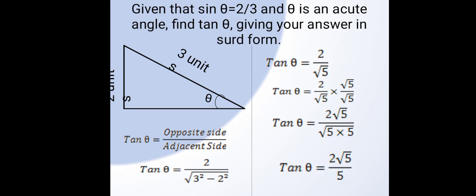Given that sine theta is 2/3 and theta is an acute angle, find tan theta, giving your answer in short form. To appreciate this question, we need to draw a right angle triangle, which I have drawn there. Now, when we have been told sine theta is 2/3, we know sine is the opposite side over the hypotenuse. Now it means that the opposite side is 2 units, hypotenuse is 3 units.